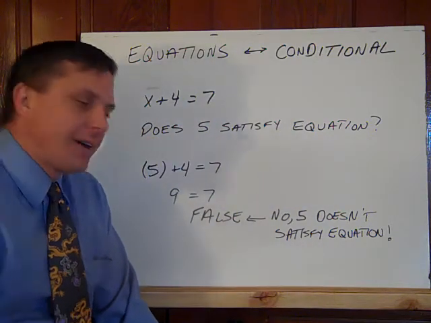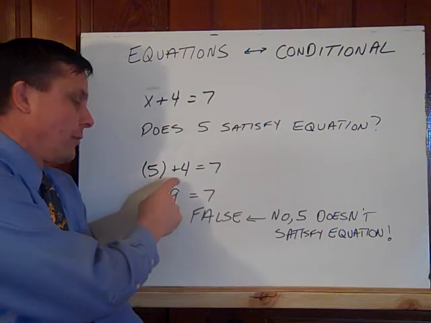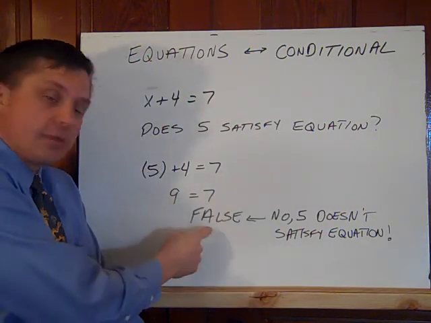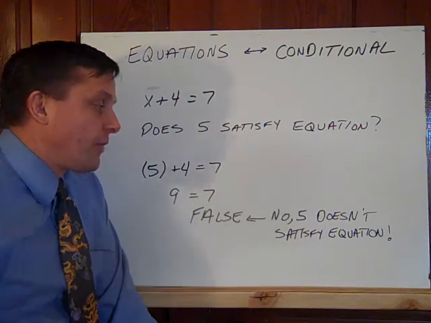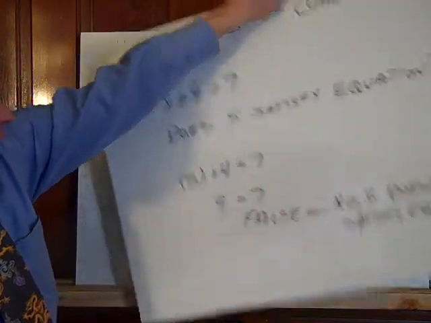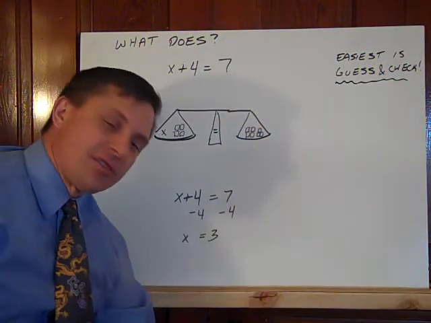Well, one easy way to find out is to plug it in. Replacing x with 5, 5 plus 4 gives me 9. Is 9 equal to 7? No, it's a false statement. So 5 doesn't satisfy the equation. And what we learned last time is we can find the value that does. Guess and check is the easiest.